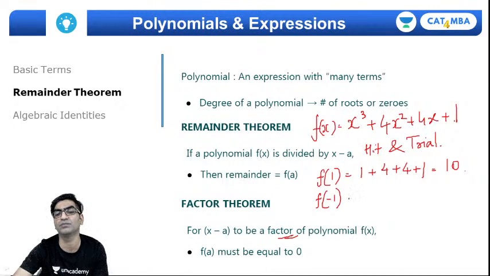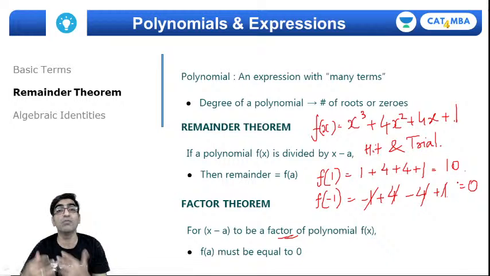What is minus 1 cube? That's going to be minus 1. 4 into minus 1 square. Minus 1 square is plus 1, so this becomes plus 4. But 4 into minus 1 will be minus 4. And I obviously will get plus 1. So what do you see? 4 and minus 4 will knock off. Minus 1 and plus 1 will get knocked off. Which means this becomes 0.